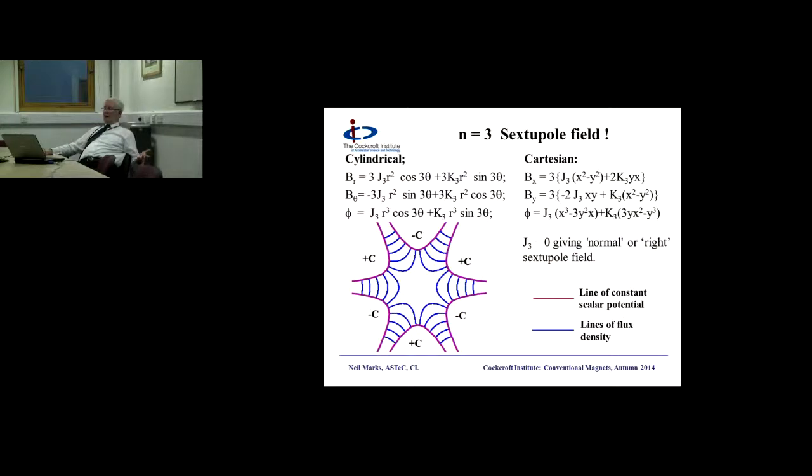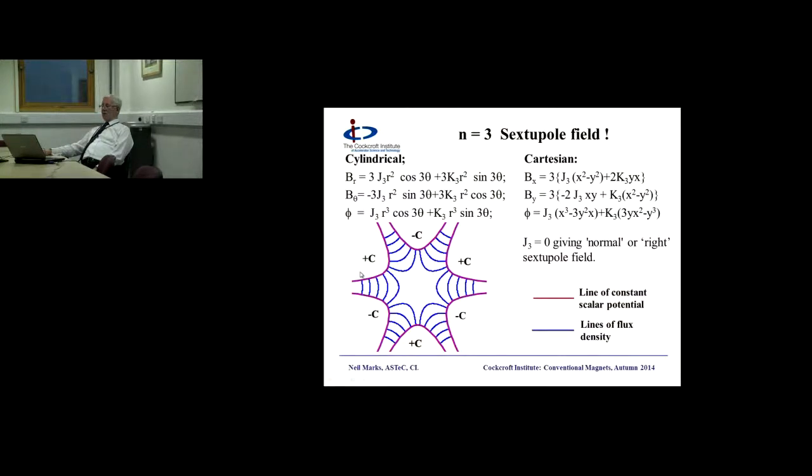So it's not surprising now, you can see the way it's going to fit together. N equals 3 is going to be a sextupole. Here are the equations in Cartesians. J3 gives normal or upright sextupole field. Here are the lines of scalar potential, and notice I've put some polarities here. The scalar potential lines are going negative, positive, negative, positive, negative, positive.